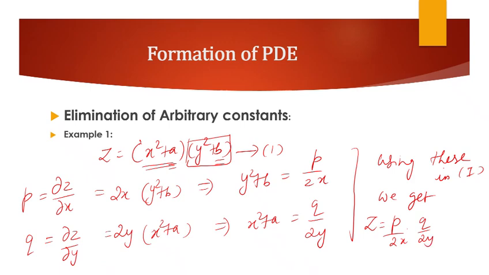And hence by simplification we get the final form of the PDE as 4xyz is equal to p into q. So this is our resultant PDE.